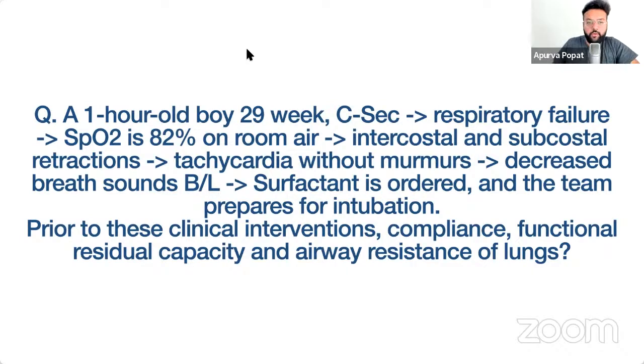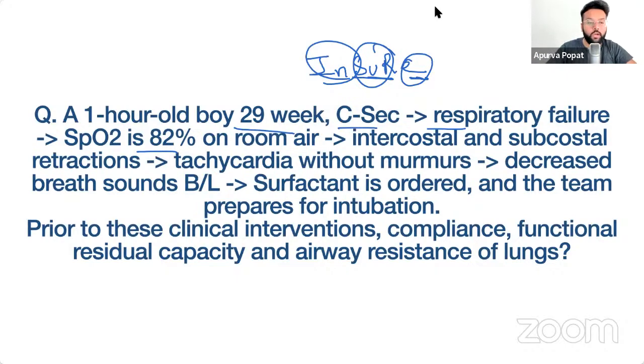All right. Now, the next question. A 1-hour-old boy at 29 weeks undergoes cesarean section. He is now having respiratory distress or respiratory failure. His SpO2 is 82%. He is having intercostal and subcostal retraction, tachycardia, and decreased breath sounds bilaterally. You are intubating the patient, putting in the surfactant, and extubating the patient. This is called the INSURE approach: intubate, put surfactant, and extubate.